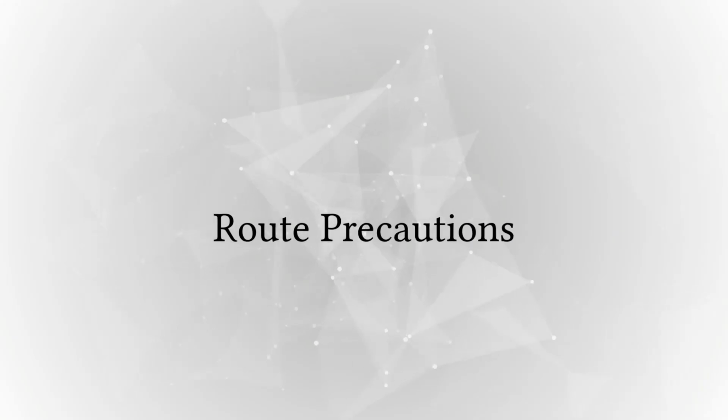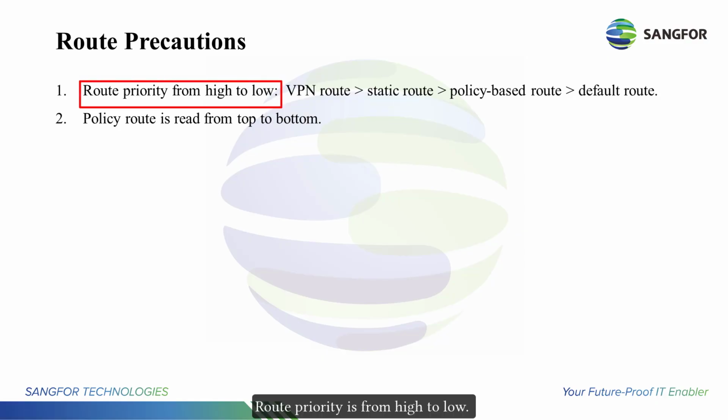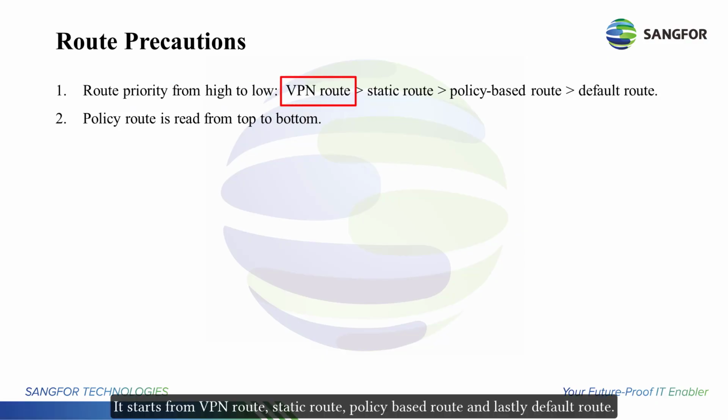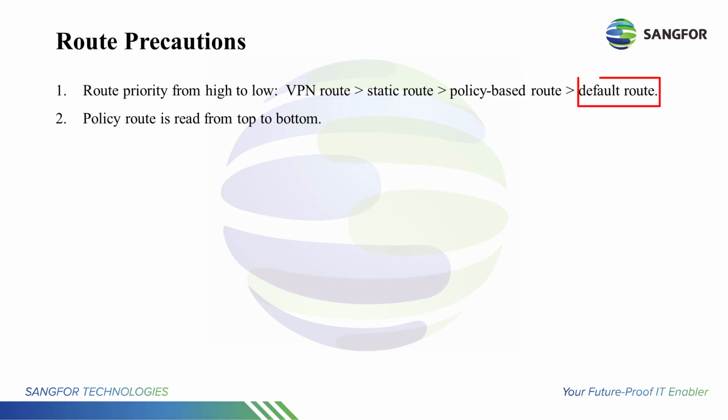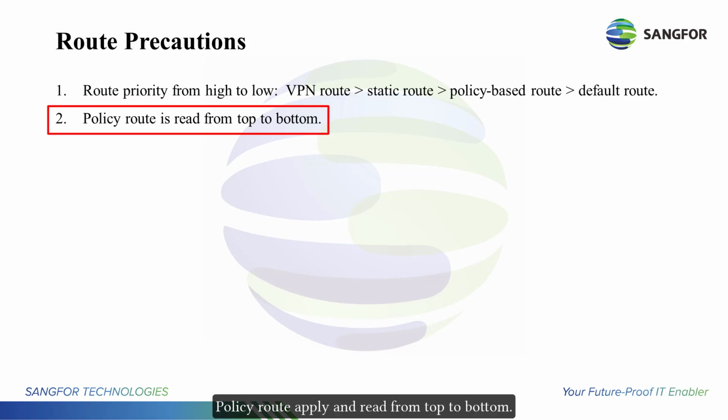Route precautions. Route priority is from high to low. It starts from VPN route, static route, policy-based route and lastly default route. Policy routes are applied and read from top to bottom.